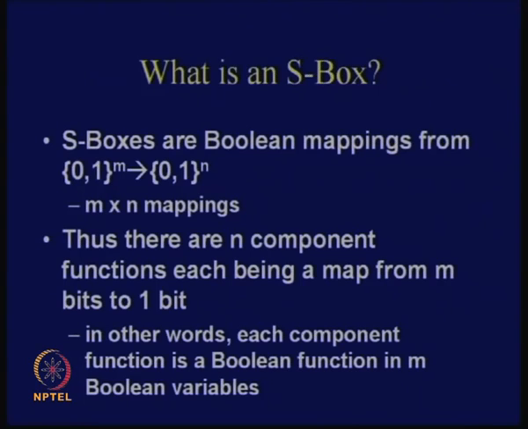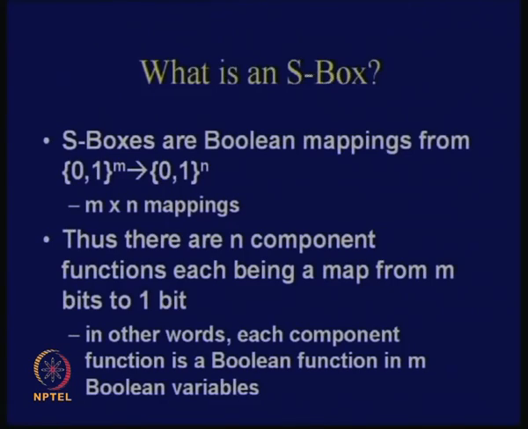First of all, we will go straight to the question: what is an S-box? We have already seen that it is a Boolean mapping from m bits to n bits. So it takes an m-bit input and produces an n-bit output. We can also call it an m cross n mapping.